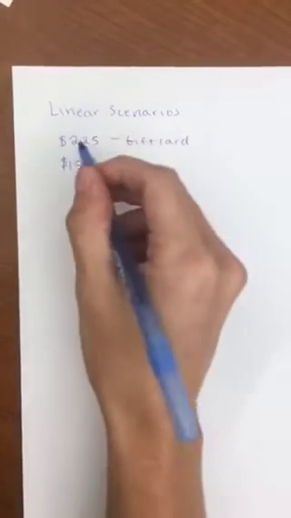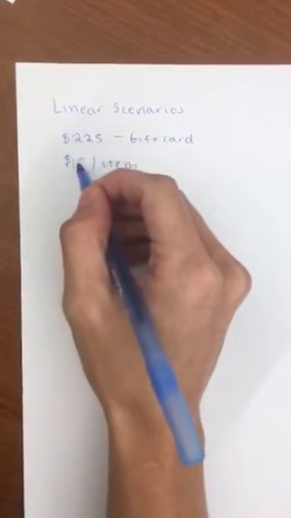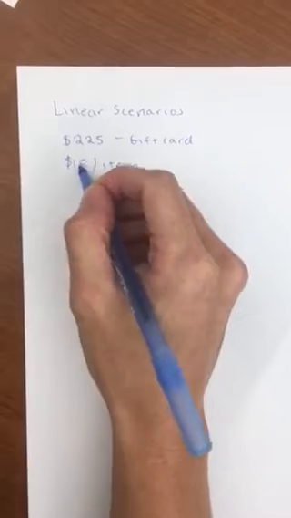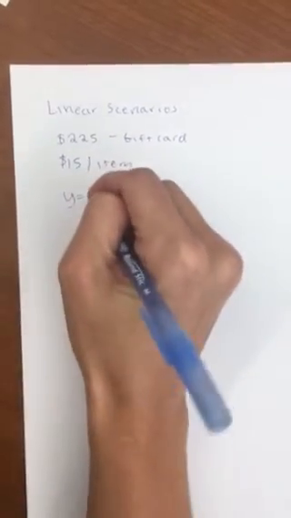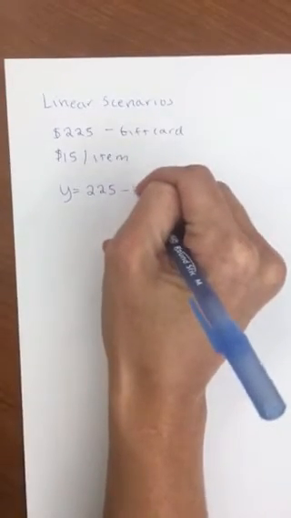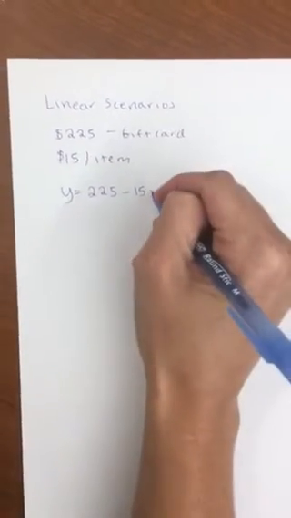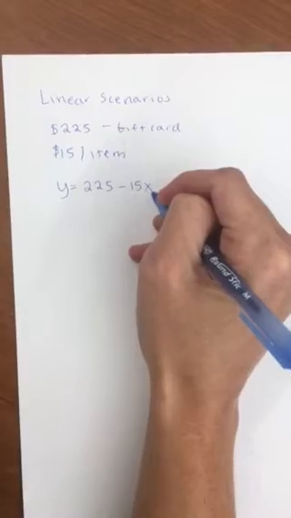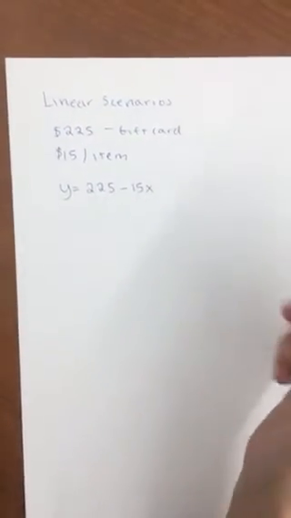So if I'm starting with $225 and then spending $15 each item, I'm looking at an equation that begins with 225 and then takes away 15 per item, per number of items that I purchase. All right, there's my equation.